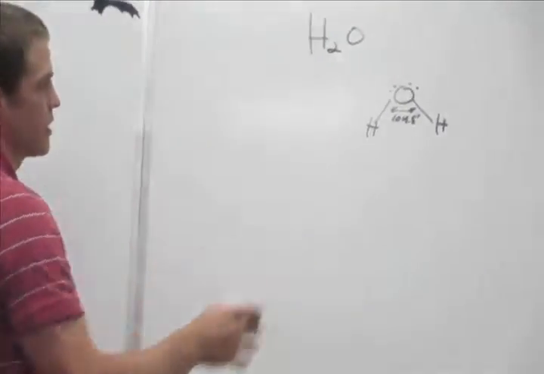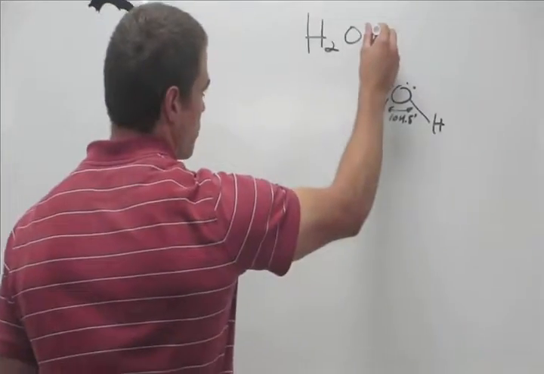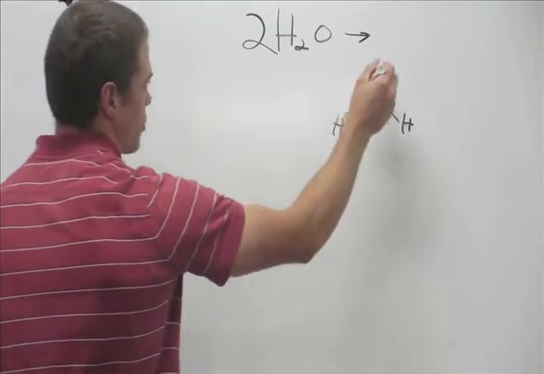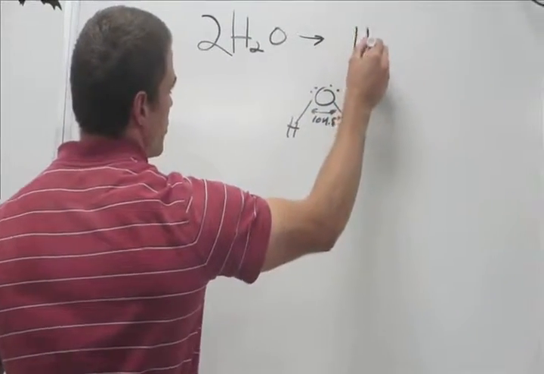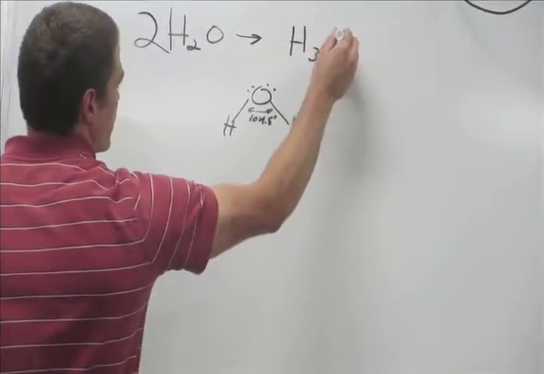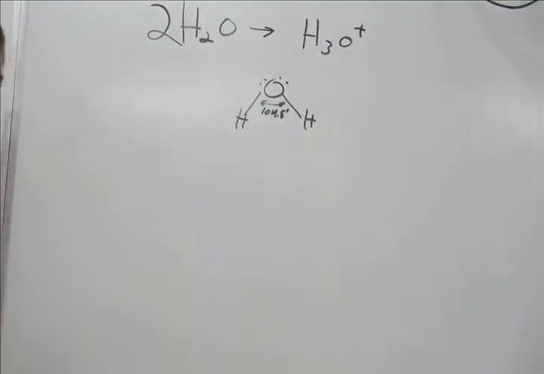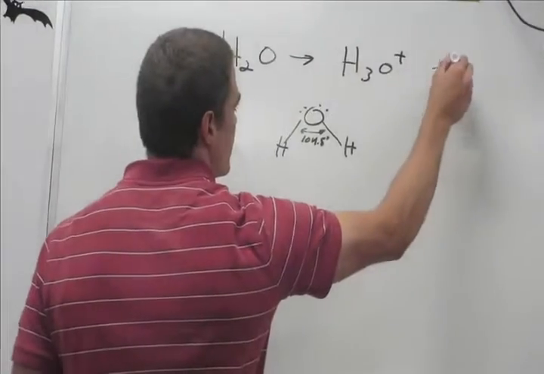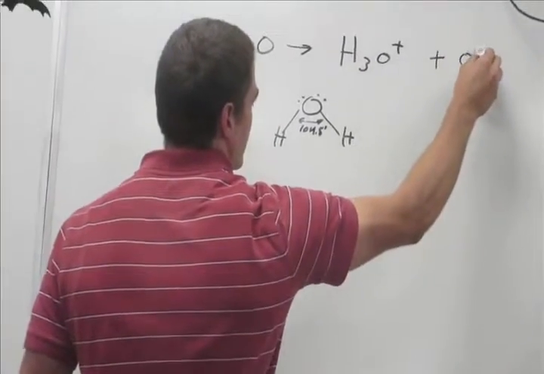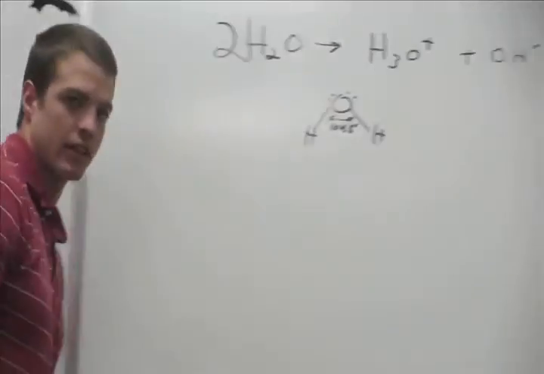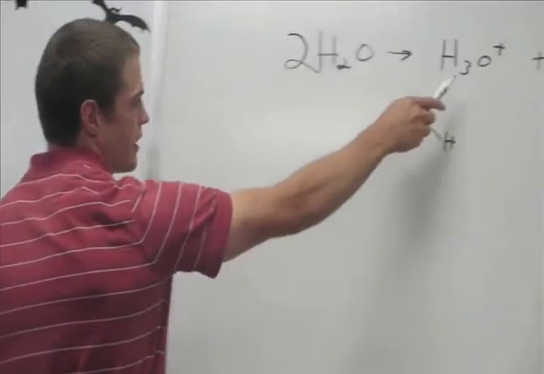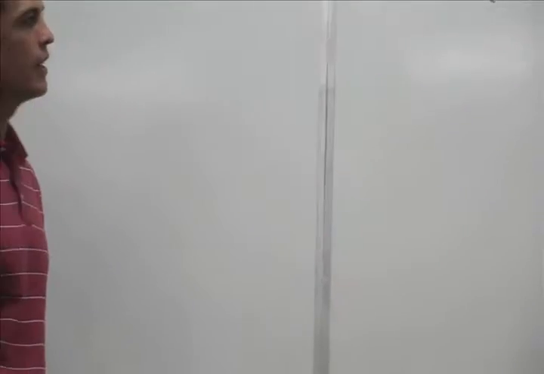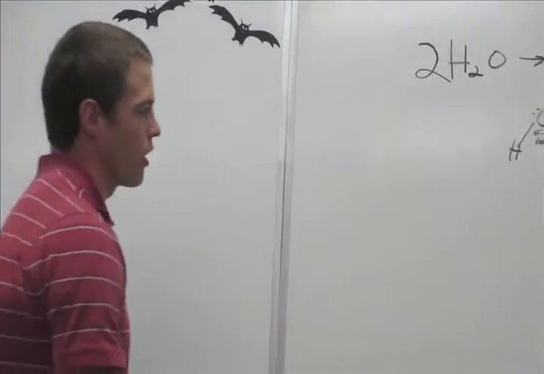So water exists in equilibrium. Two water molecules are converted into this little guy right here. This is the acid, the hydronium ion, and the hydroxide ion. This is the acid, this is the base. You can kind of think of it like that. And I'm explaining how this happens with water.